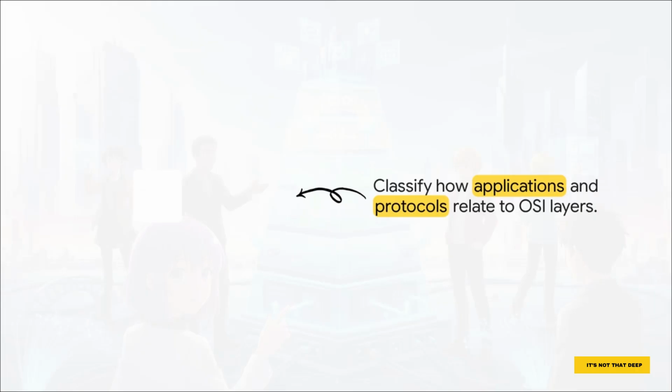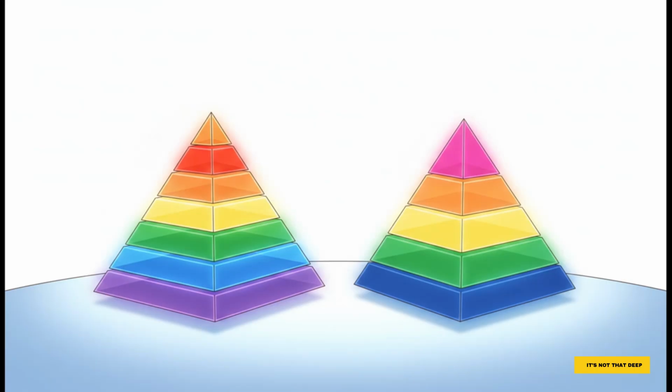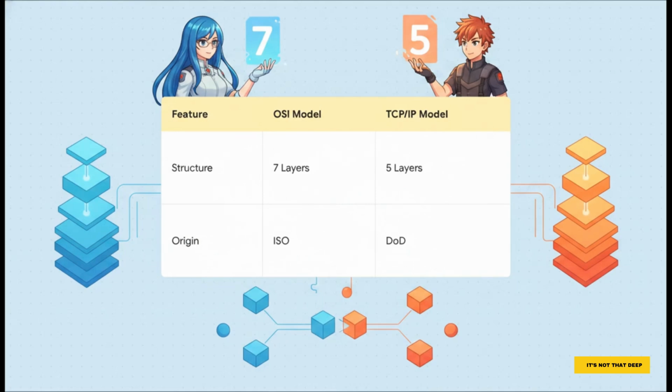For the exam, you gotta know how specific hardware, IPs, and apps map to these exact layers. But wait, the modern internet actually runs on the TCP/IP model, not OSI. Let's compare the two. Basically, OSI is a theoretical teaching model, while TCP/IP is the practical framework used globally today.